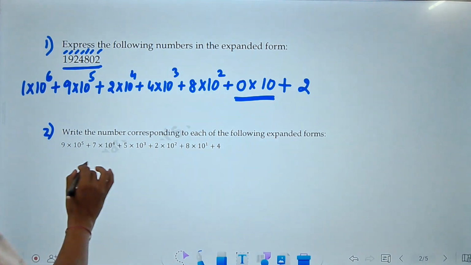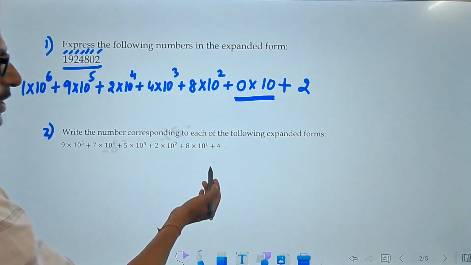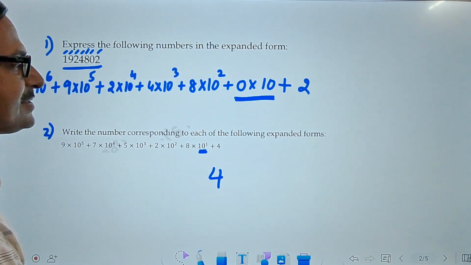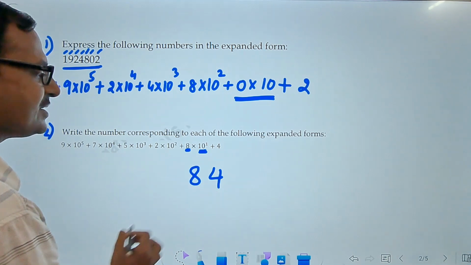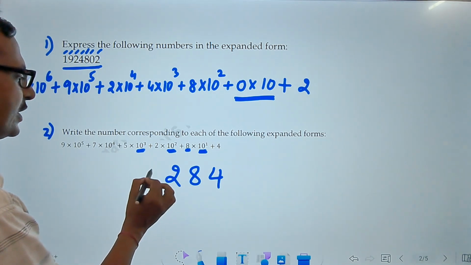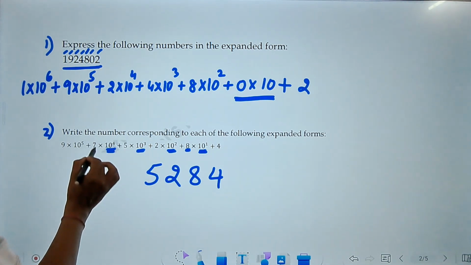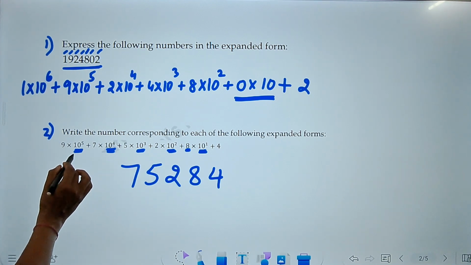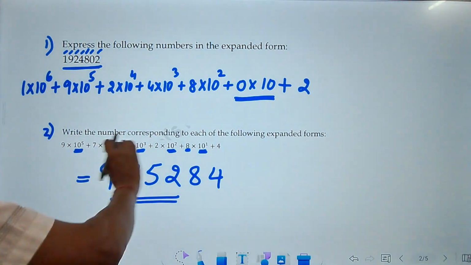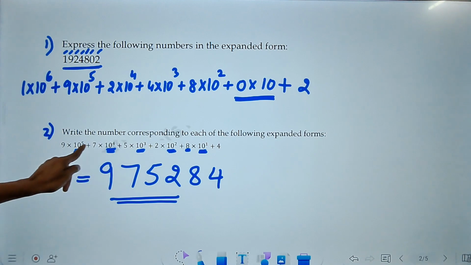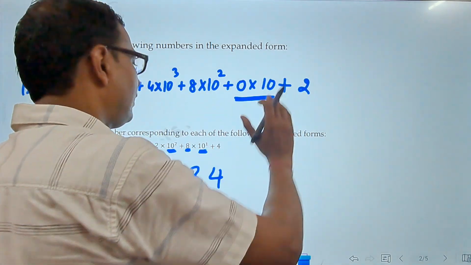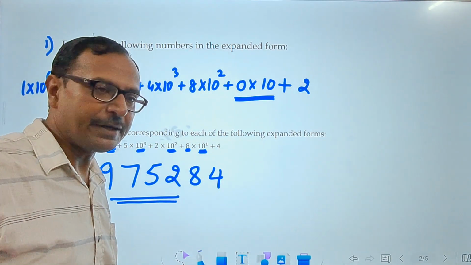Likewise, if you have to write the number corresponding to this expanded notation, start with 4, that is in the unit place. Now 10 raised to power 1 means it is the tens digit. 8 is the tens digit. 10 square means 100 digits, so it is 2. 10 cube means 1000 digits, so it is 5. 10 power 4, 10,000 digit, that is 7. And 10 power 5, 1 lakh digit, that is 9. So 975284 is the number corresponding to this expanded notation. Mind you, there is nothing missing here, so it becomes easy for us to write them in sequence. This is called expanded form, and this is called the number corresponding to the expanded form.